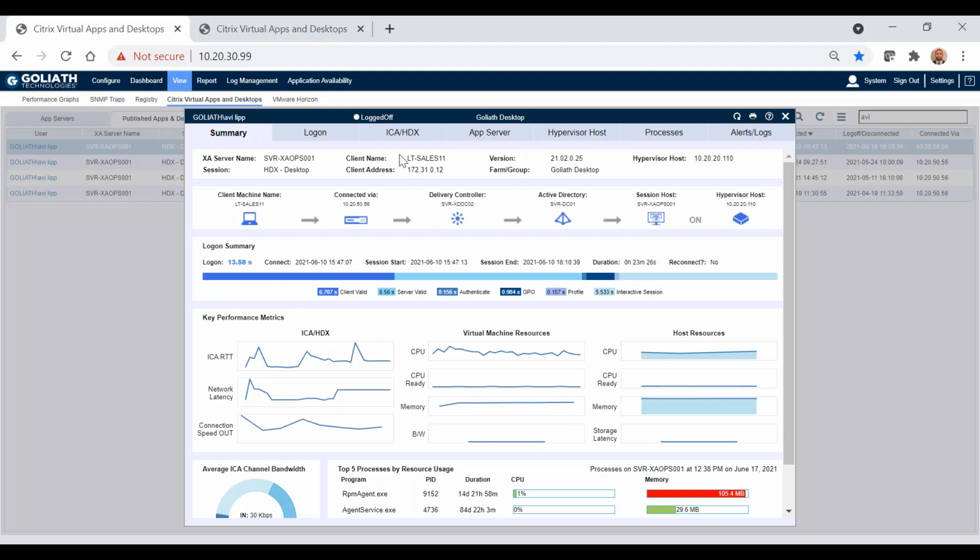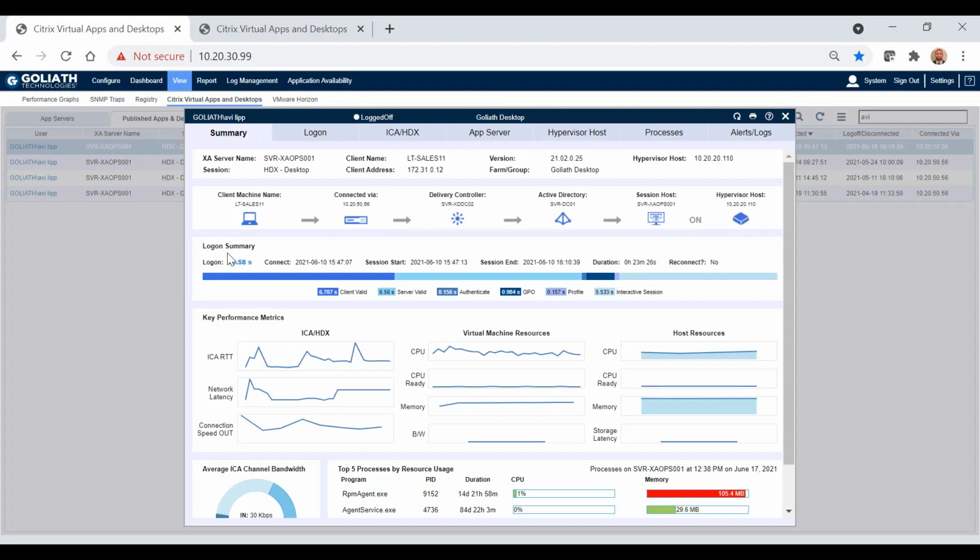So you're looking at the client endpoint machine, what server they were accessing, the client IP address, the receiver version that's on the endpoint. Then in a single view here, you're going to have all the components that contributed to this user Citrix path. So the client endpoint machine, how they connected into the environment. Was this an internal connection? Was it an external connection? The delivery controller that brokered the session, AD, the session host, and then the hypervisor host that was supporting this user's session.